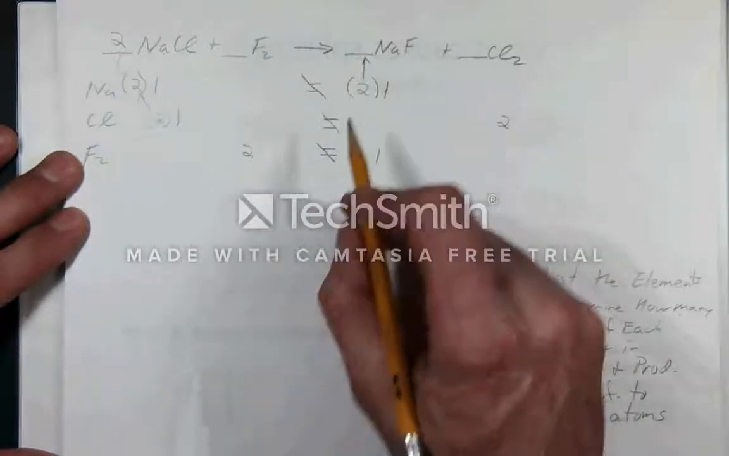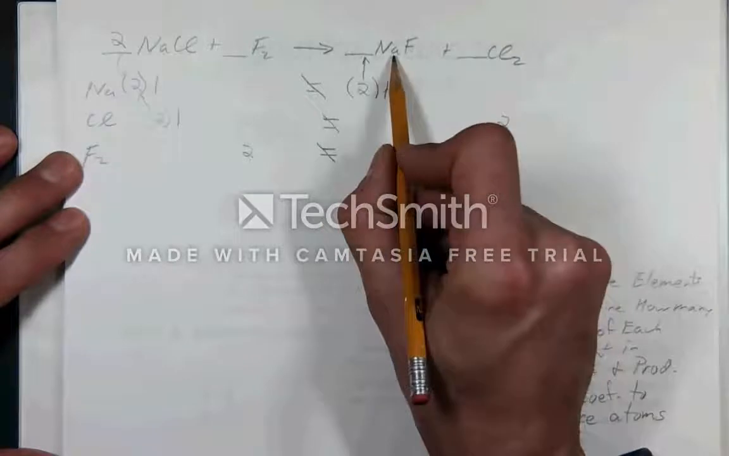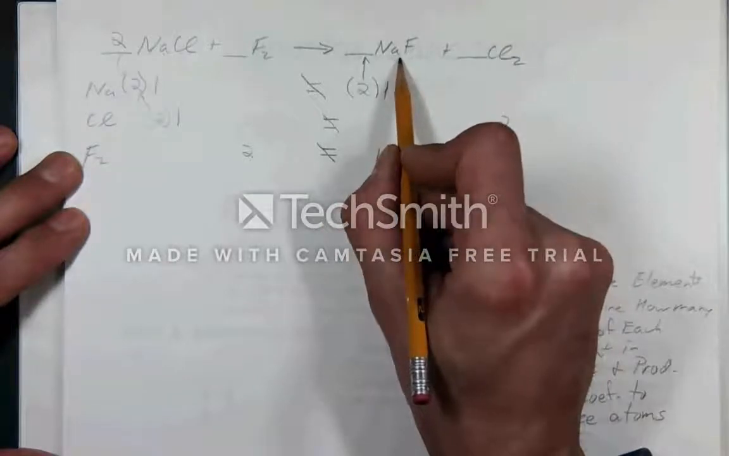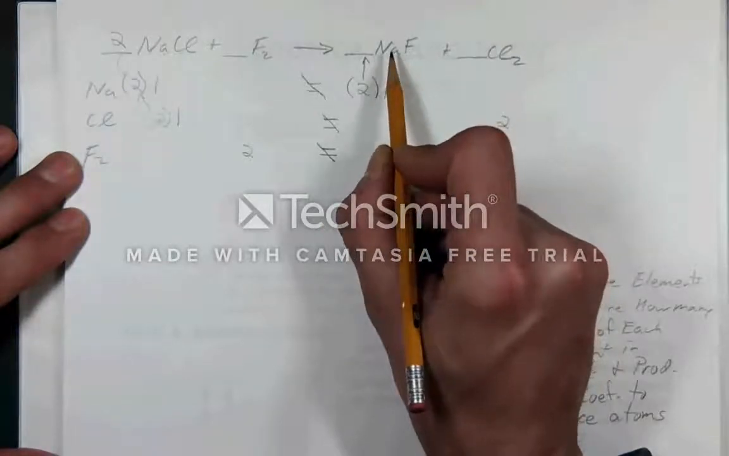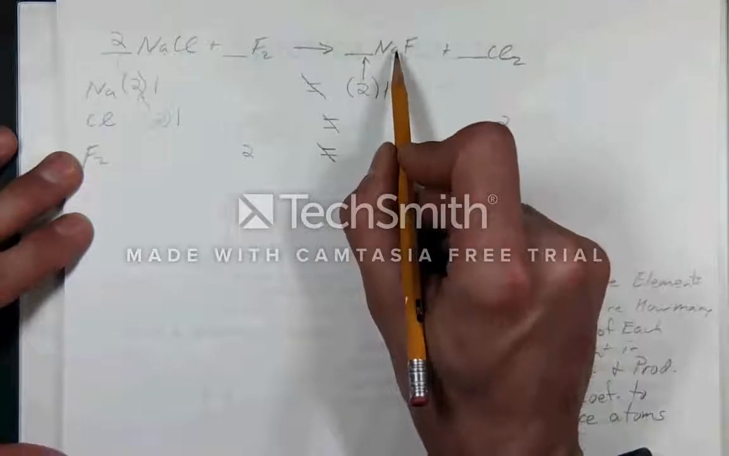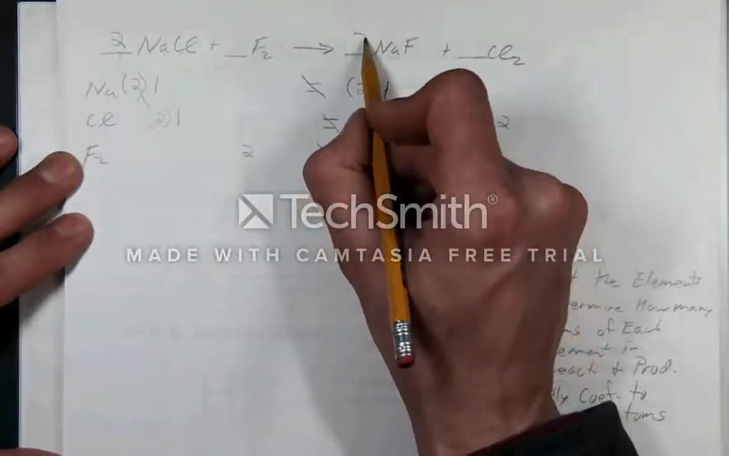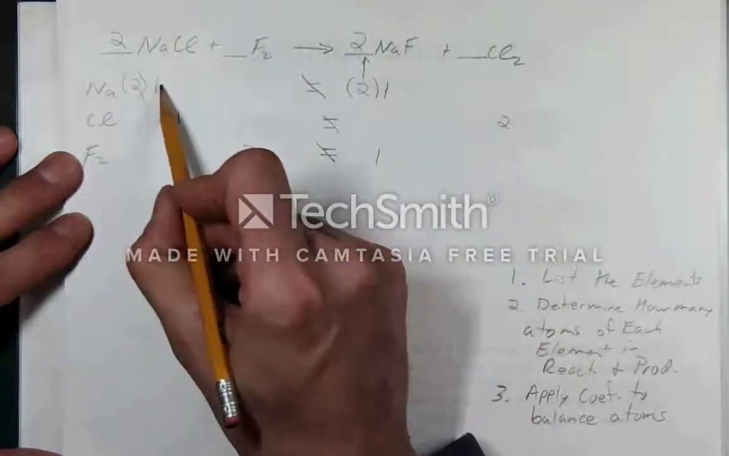Again, notice we only apply the coefficient. I'm not going to put it down here as a subscript, because the chemical formula for sodium fluoride is NaF, not Na2F. So this 2 goes here. Now we have 2 copies of sodium fluoride, so 2 times 1 equals 2 times 1.